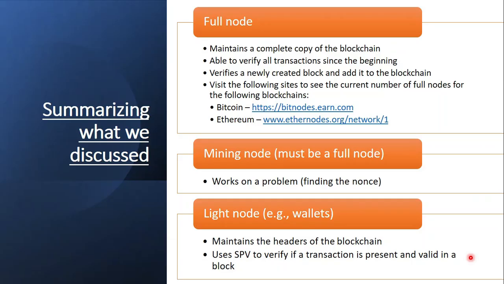Okay. Now, let's summarize what we have studied in this course. We have seen the types of nodes. There are different types of node, like full node, mining node, light node. Now, what is a full node? It maintains a complete copy of the blockchain. It is able to verify all transactions since the beginning, right? Because we have the entire blockchain. It verifies a newly created block and adds it to the blockchain.